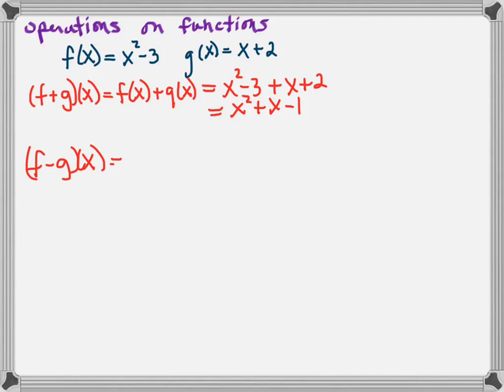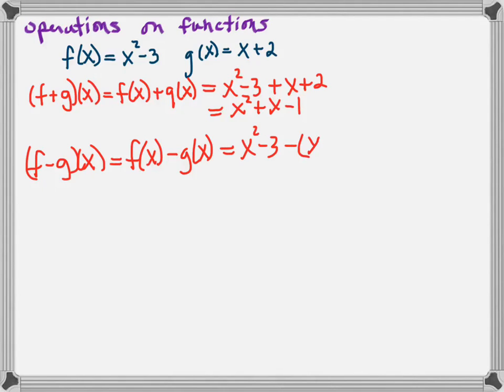Next, we'll look at subtraction. So the first way to write it is f minus g of x, or, once again, we can separate it out into f of x minus g of x. You'll see when we put a number in here that it actually alters the order of operations.